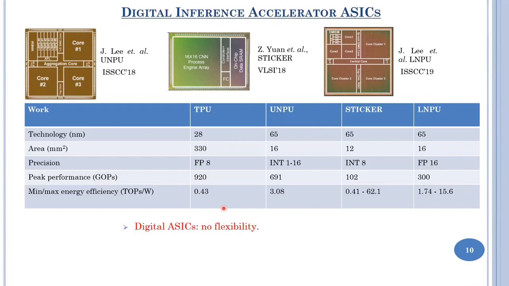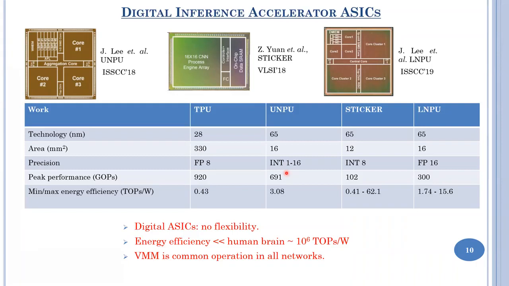Still, if you compare their energy efficiency with the human brain, it's like 6 orders of magnitude lower. And as I told you, this vector by matrix multiplication is the most common operation in all these neural networks. So if I can come up with some scheme which accelerates this vector by matrix multiplication process, we would be able to accelerate everything, right? That is the main agenda of this industry right now.